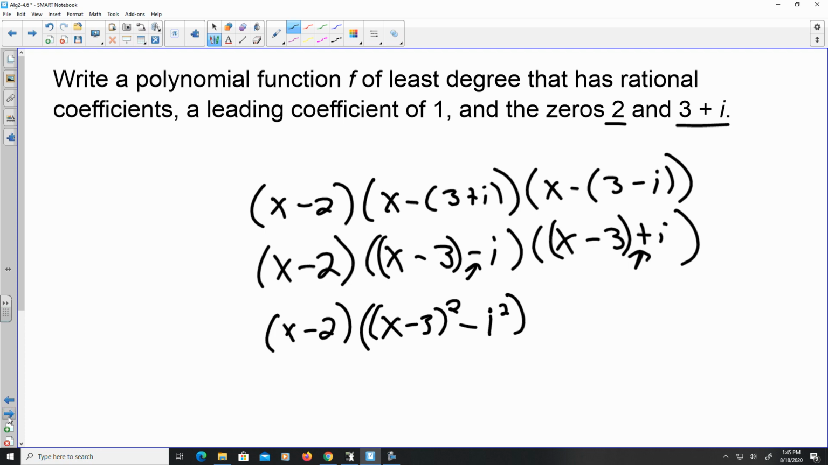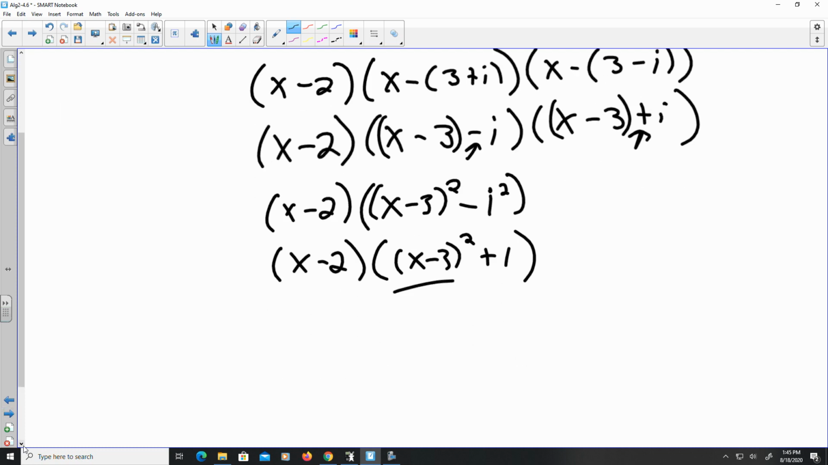Now, we talked about anytime that you have i squared, you're immediately going to replace it as negative 1. So now it's going to be x minus 2 times x minus 3 quantity squared, minus negative 1, which actually is going to be plus 1. So now from here, I got this x minus 3 quantity squared. Use the square of binomials. In this case, it's going to be x minus 2 and then x squared minus 6x plus 9 plus 1.